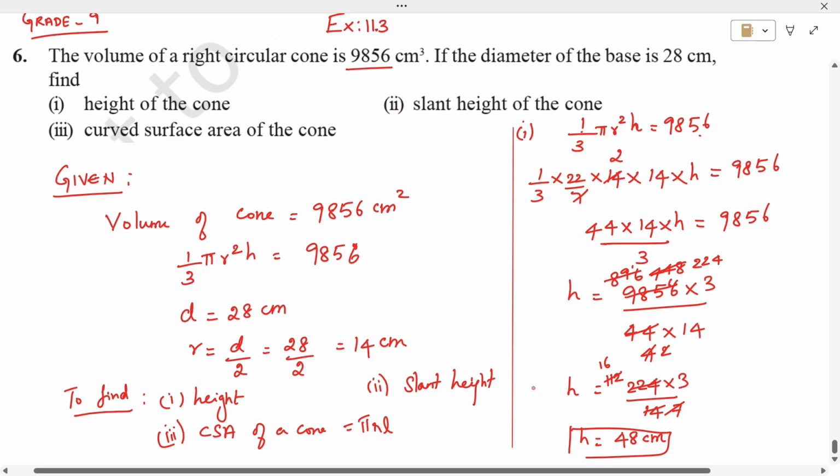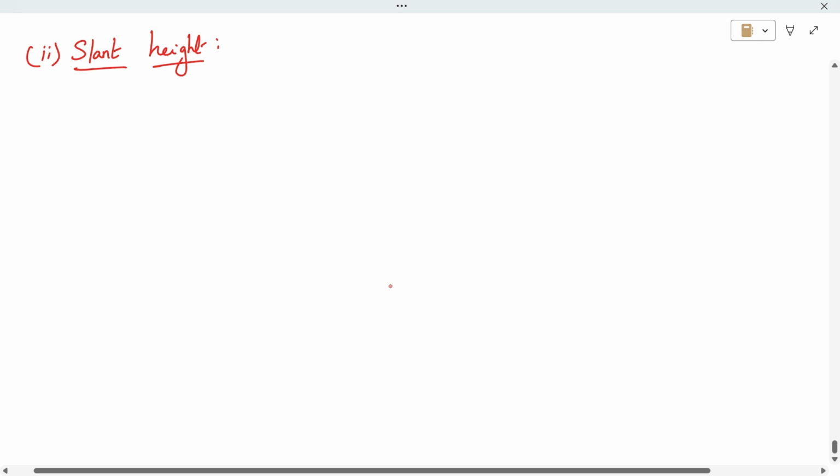Next, we need to find the slant height of the cone, that is L. After finding slant height, I can substitute in the formula CSA, that is pi RL, right? Next, we need to determine slant height. So radius is given as 14 centimeter and height we determined from the volume, that is 48 centimeter, isn't it? So how will I find L square? We have a relation L square is equal to h square plus r square.